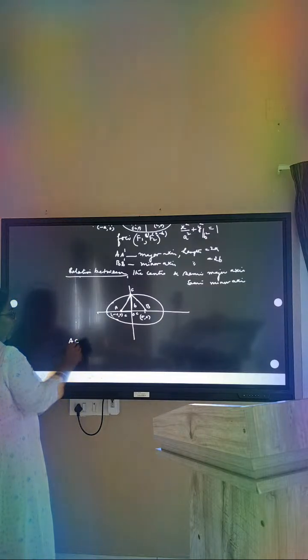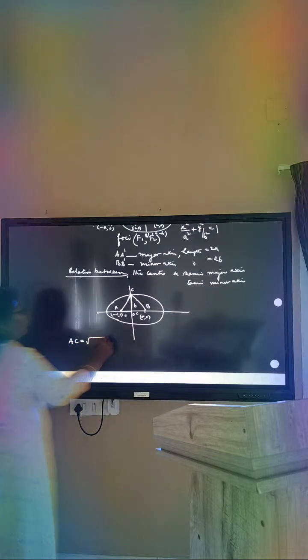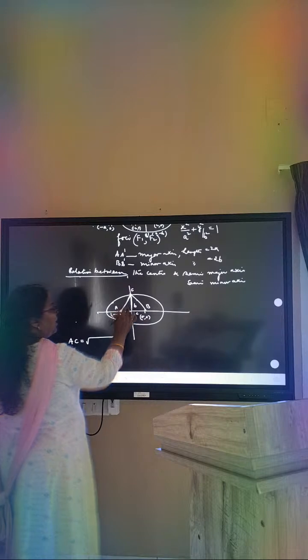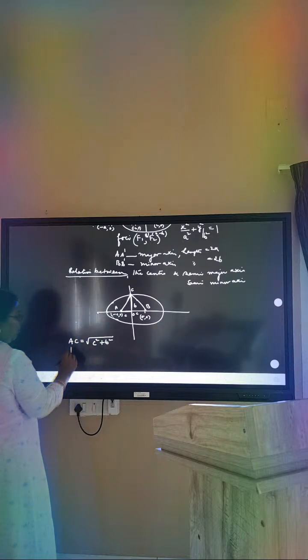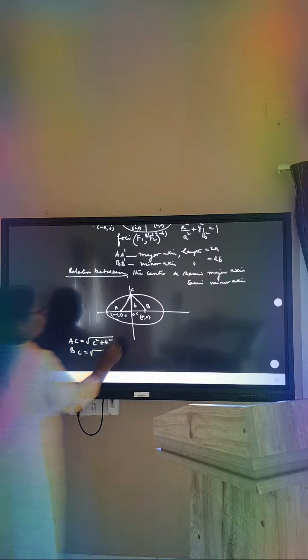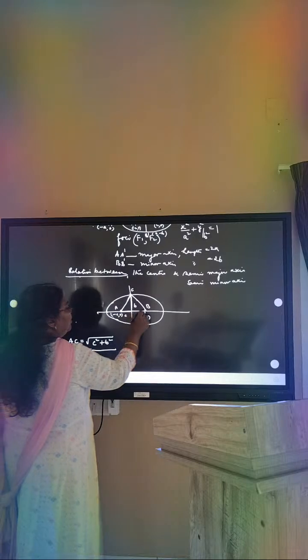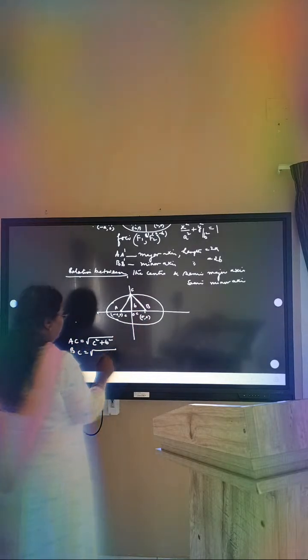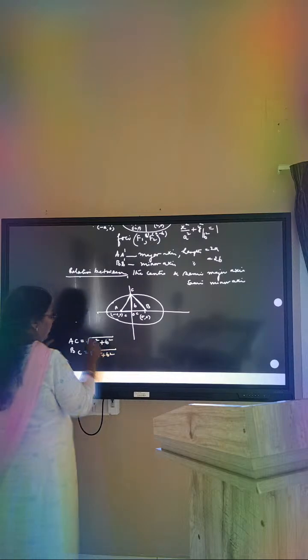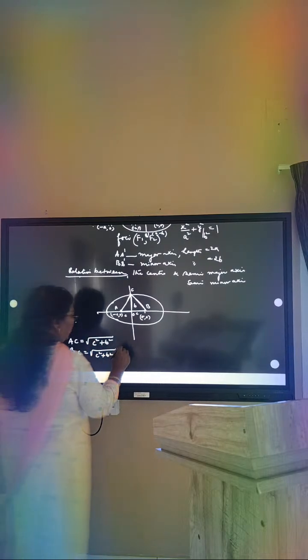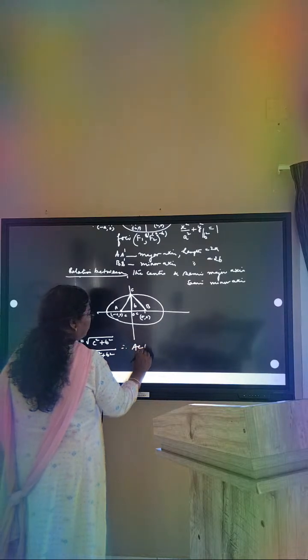AC will be equal to the square root of C square plus B square, because it is a right-angled triangle. And BC will also be equal to the square root of C square plus B square. Now the sum of these two, therefore, what is AC plus BC?